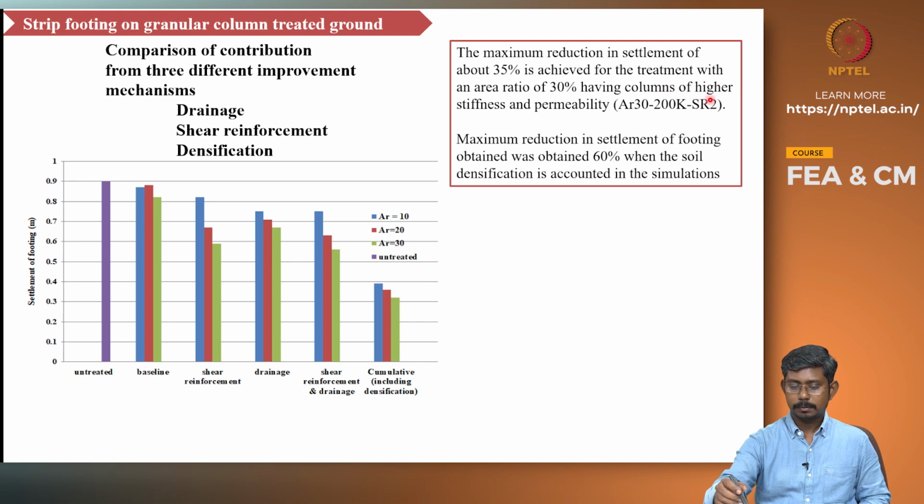So even for the area ratio of 30%, when the full drainage is allowed along with the shear reinforcement effect, the maximum reduction in settlement achieved was 35% when compared to the untreated case. But when the densification of soil is included, the reduction in settlement obtained is 60%, which is almost twice what the other two mechanisms contribute. So this highlights the influence and effectiveness of the densification.